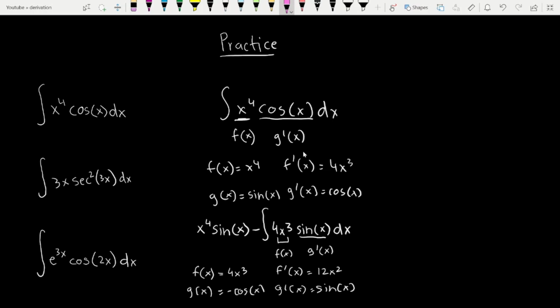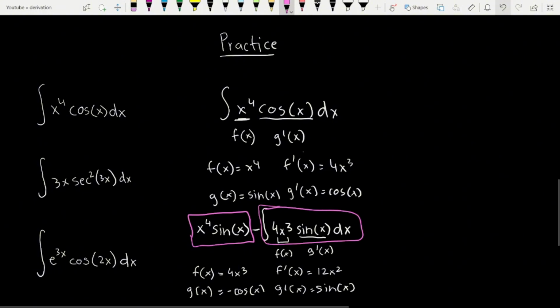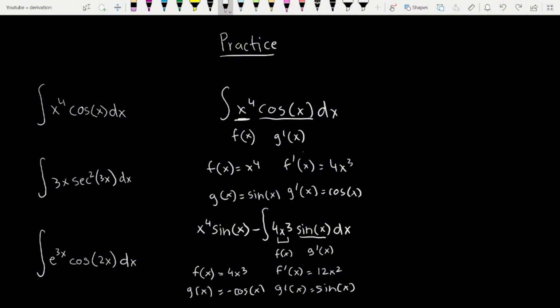And what I'm going to do is I'm just going to ignore this right over here for a bit, and I'm going to focus on just this integral. So this is what I'm solving. I'm just solving the integral on this side. So the integral is going to solve out to f of x times g of x. So that is going to be 4x3, and that's going to be negative cosine x.